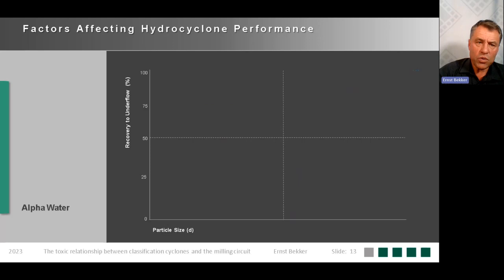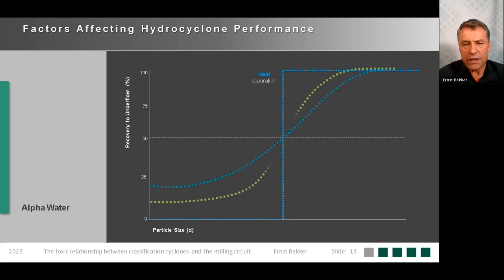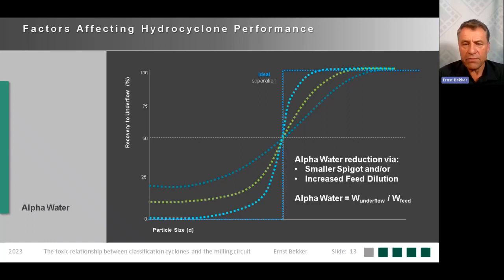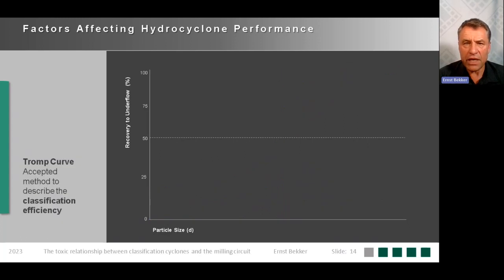Alpha water, or the bypass water: as we start to increase or reduce the alpha water by increasing the feed density, we can sharpen up the separation curve. And as mentioned, we make the spigot as small as possible to minimize the amount of water reporting to the underflow, and we increase the feed dilution. And there lies the problem. We can't make the spigot too small because the cyclone will start to roll. We can't add too much water because that water reports to the process following the mill circuit and that additional water may not be beneficial. So it's a balance that we have to take into account.